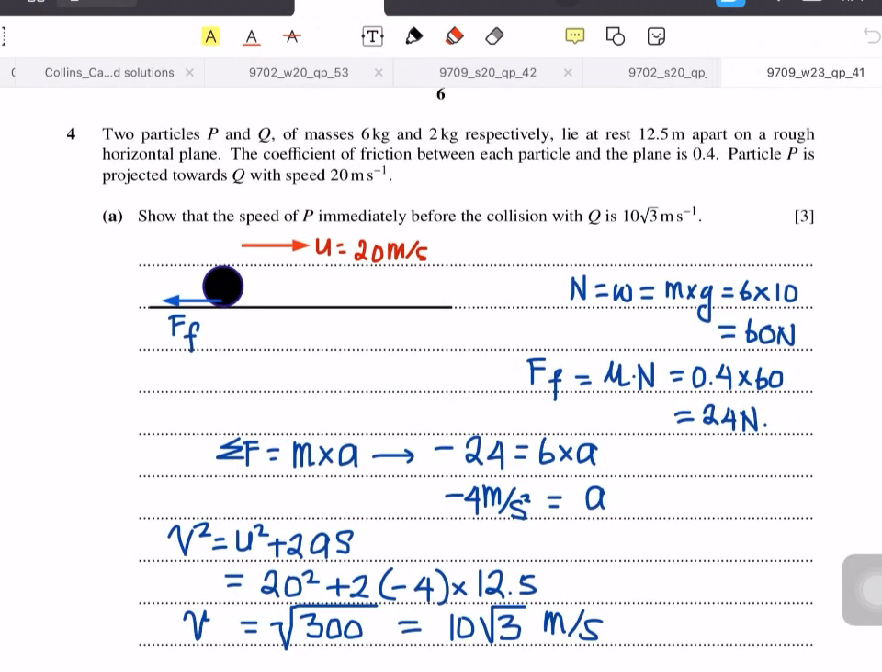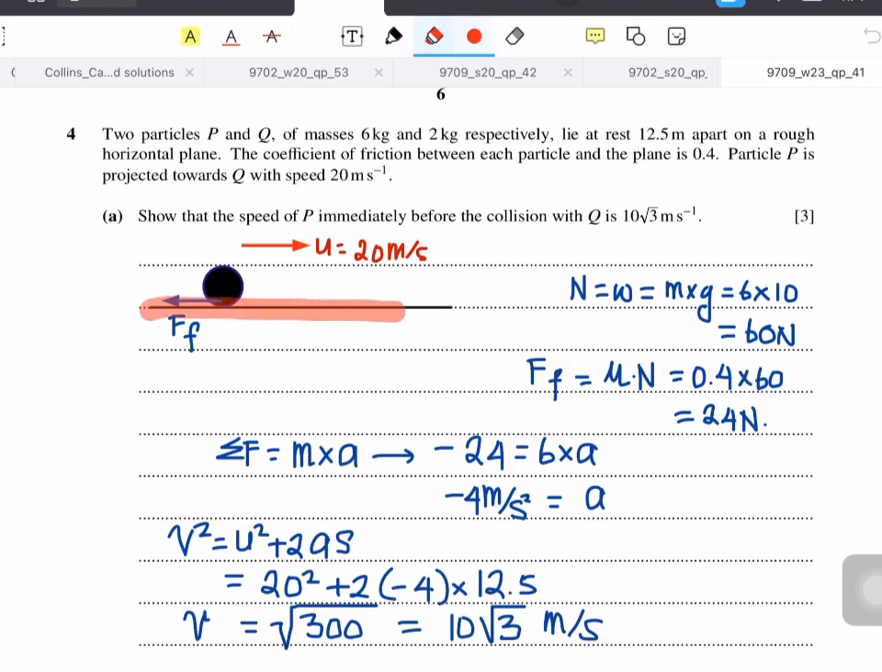Question 4. Two particles P and Q of masses 6 kilograms and 2 kilograms respectively lie at rest 12.5 meters apart on a rough horizontal plane. The coefficient of friction between each particle and the plane is 0.4. Particle P is projected toward Q with speed 20 meters per second. A. Show that the speed of P immediately before the collision with Q is 10 square root of 3 meters per second.